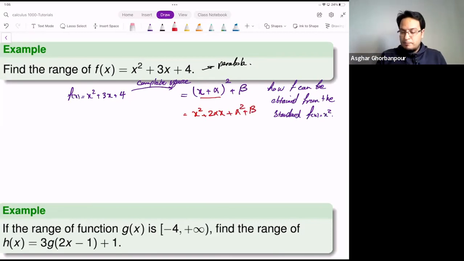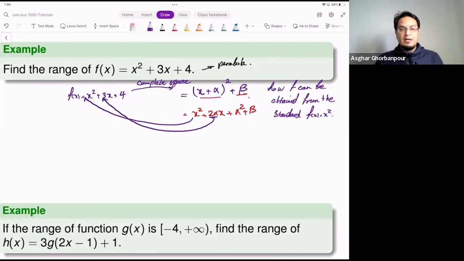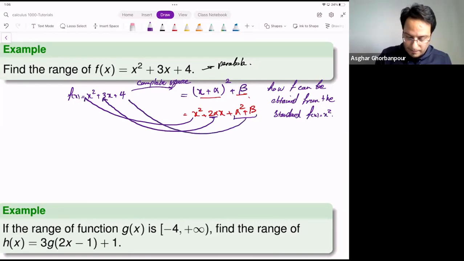And then there's plus beta, yes? So I just write it down. Now, just match the corresponding coefficients. The coefficient of x squared is the same as the coefficient of x squared there. Coefficient of x, here's 2 alpha, that there is 3. The constant, here's alpha squared plus beta, here's 4.